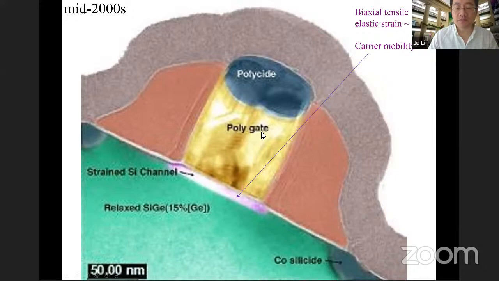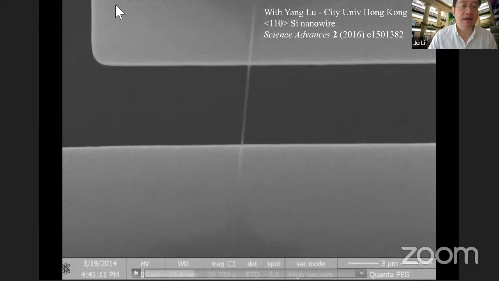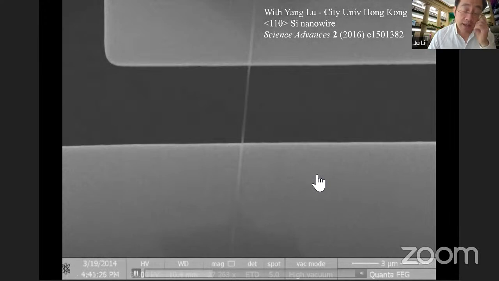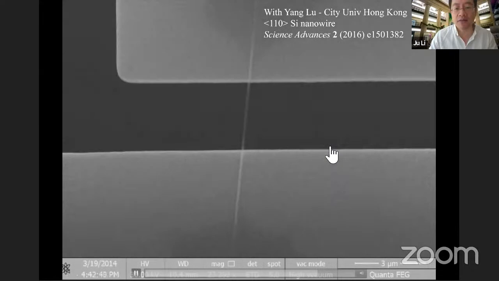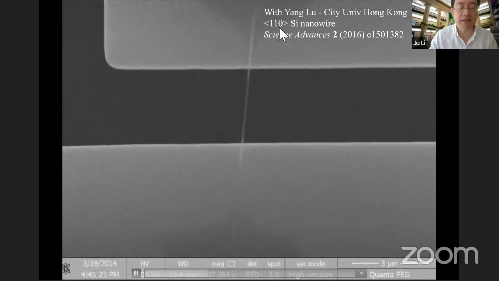So what is new now? What is new is we are way beyond 1%. This is a work in collaboration with Professor Yang Lu at City University of Hong Kong. And he was previously a postdoc with Subra. So this is a 110 silicon nanowire. So it's a single crystal. Actually, in terms of length, it's a microwire. And he showed that in this MEMS, you can strain this reversibly, elastically beyond 13%. And eventually it fractures and it just oscillates there. But before it fractures, it's a very big tensile strain.